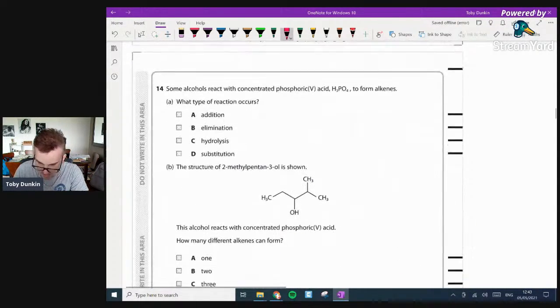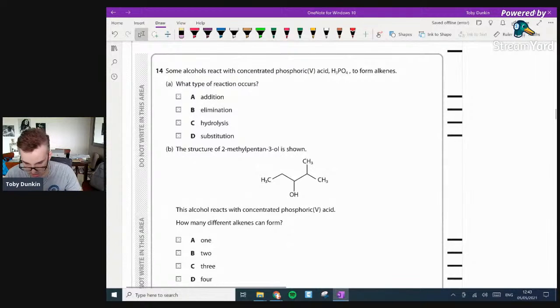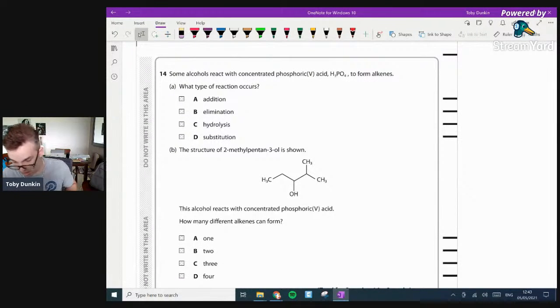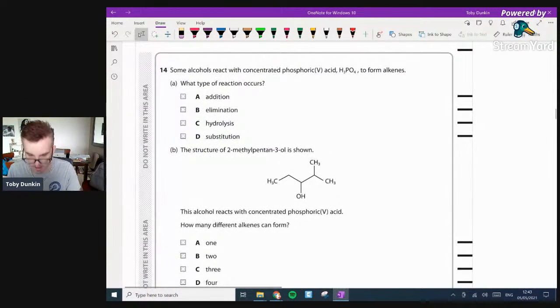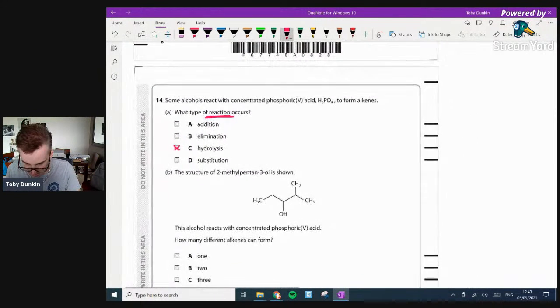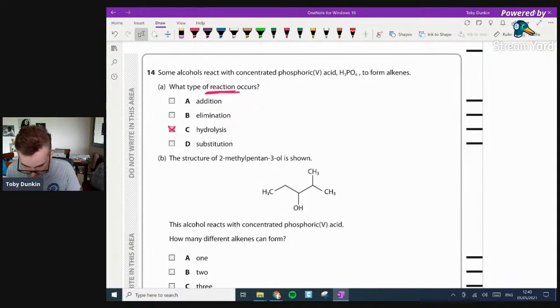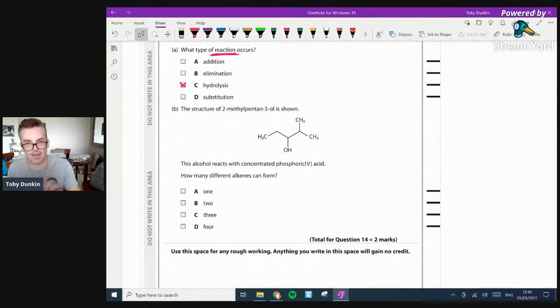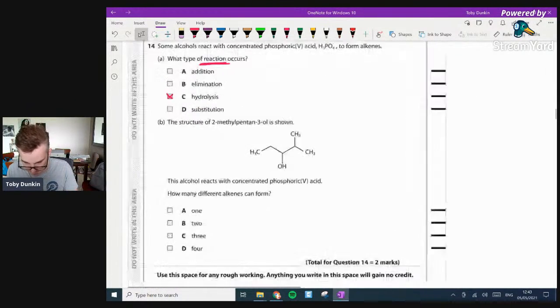Moving on. Some alcohols react with concentrated phosphoric acid to form an alkene. What type of reaction is this? It's a hydrolysis. The mechanism would be an elimination. Yeah, but the reaction is a hydrolysis. A difference between a reaction and a mechanism.